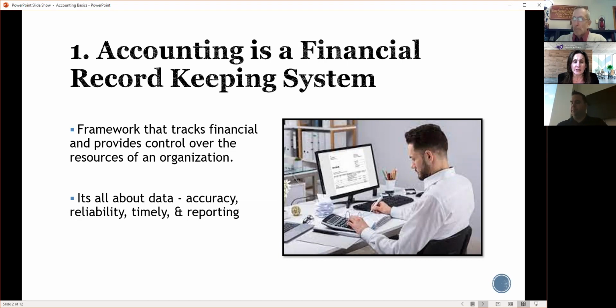And I liken the accounting system to a CMMS system, where we're also collecting a lot of data and information: our work orders, our preventative maintenance, our corrective maintenance. We're collecting all of that information so that we can report on it, we can learn from it and understand it. And that's exactly what an accounting system does for the finances of an organization.